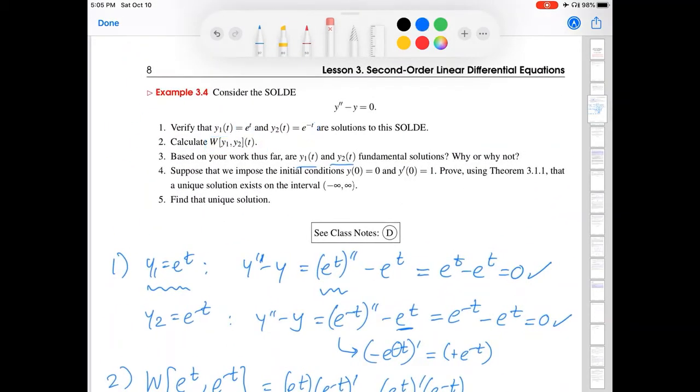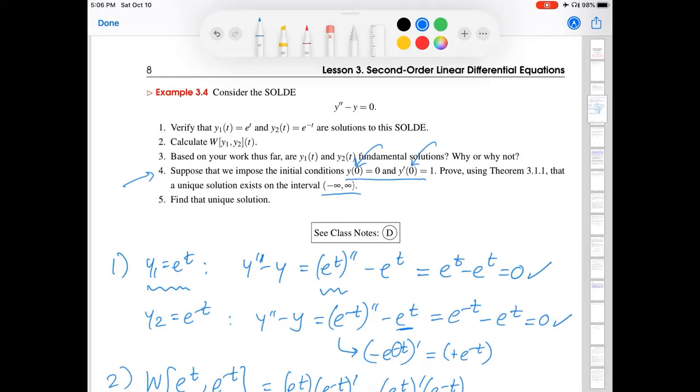Then we're going back up here and looking at number 4. It says, suppose that we impose these initial conditions. Prove using the theorem that a unique solution exists on the entire real interval. I won't scroll up again to remind you of the theorem. I did that in the previous 2 videos. But remember, this theorem has a few requirements. The first one is that we're talking about a second-order ODE. We are. Second, that it's a homogeneous ODE. We are. The third one is that there are initial conditions given. There are. And the fourth one is that the P of t and Q of t functions in the ODE are continuous on the interval containing the t value of the initial conditions.